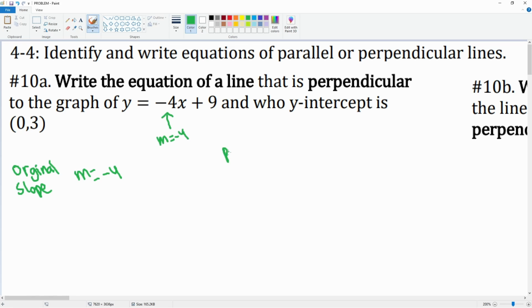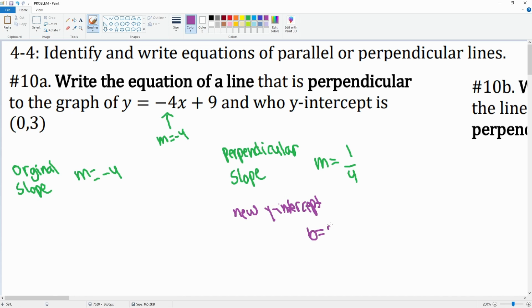Now we want the perpendicular slope. To find the perpendicular slope, we have to do the opposite reciprocal. So the 4 becomes a 1 over 4, and the negative becomes a positive. So the new perpendicular slope is 1/4. Now we want to find the new y-intercept. Here it says it is the point (0, 3). So the new y-intercept is just b equals 3.